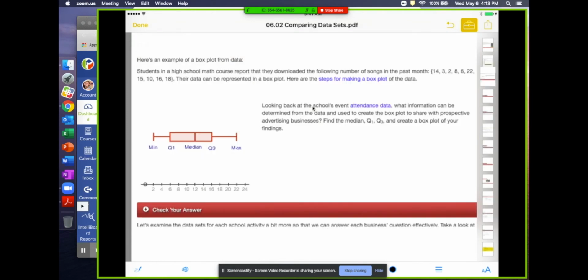So here's a different set of data, and the box plot is already created for us, but we're actually going to go through and find our 5 number summary. So the first thing I want to do is take all of these numbers that you see in parentheses, and order them from least to greatest. What I like to do is start with the lowest number, and then as I go, I cross them out so I know I already used that number. So 2, 3, 6, 8, then 10, and then I have 14, 15, 16, and then 18, and then 22 is going to be the last one.